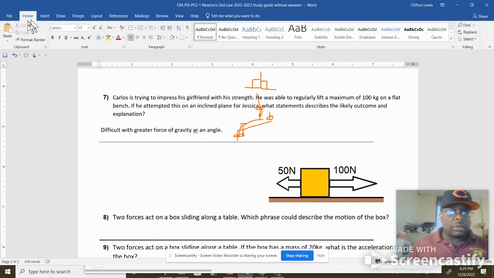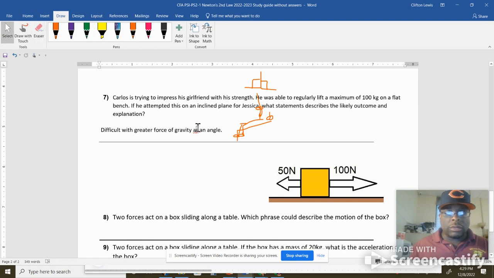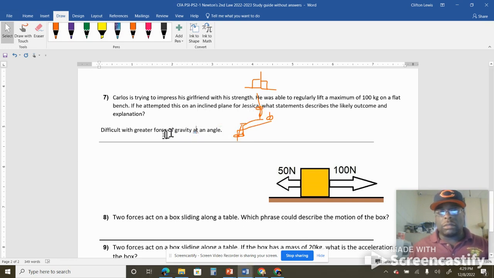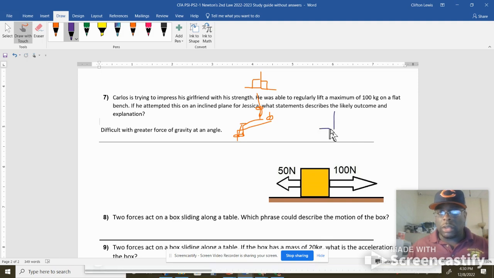All right, fix my typo. Draw section 2. All right, at an angle. Okay, so difficulty with greater force at an angle is difficulty lifting. So his body is not perpendicular to the point of gravity. It's not forming those right angles.